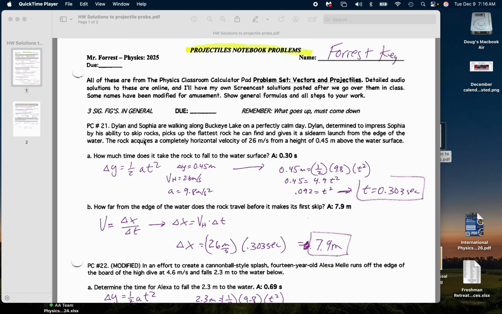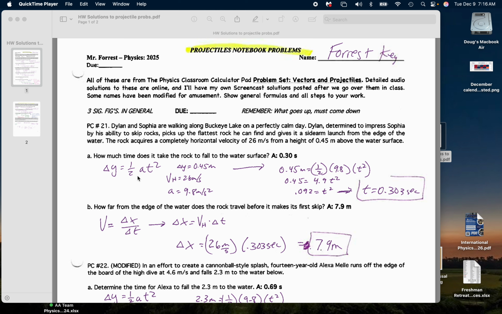rock along the lake, trying to skip it. It requires a horizontal velocity of 26 meters per second, at a height of 0.45 meters above the surface. So it's split up into thinking about vertical and horizontal components of this problem. If it's asking how much time it takes the rock to fall to the surface, that's normally a vertical thinking thing. So you need to use a vertical equation, vertical information.